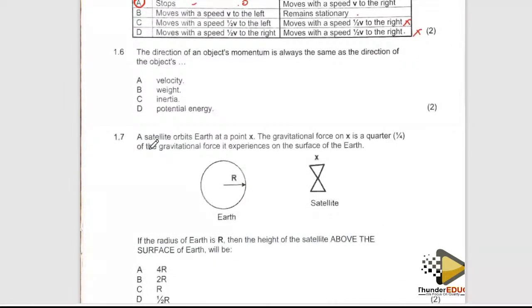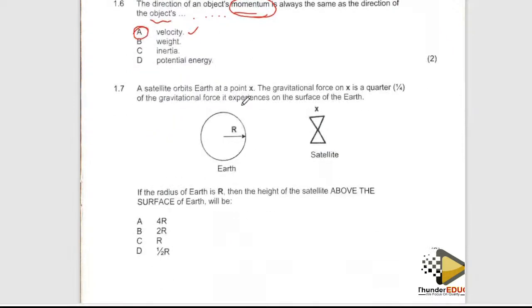Then 1.6, the direction of an object's momentum is always the same as the direction of the object's what. If momentum is moving to the right, what else is going to move to the right? Is it the velocity? Is it the weight? Is it inertia? Is it potential? So in other words, when you talk of momentum, which physical quantity goes with momentum? It's basically velocity.